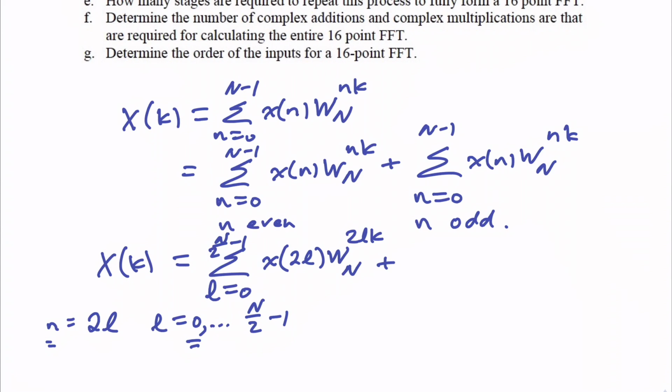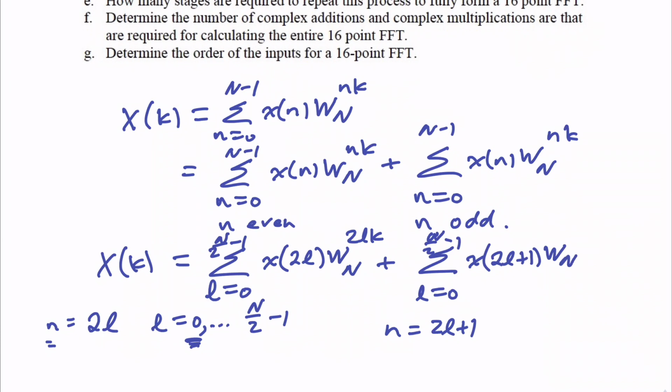Now let's do the same thing with the odds. All right, so in this case, we're going to still sum from l equal 0 to N over 2 minus 1, but this time we're going to do 2l plus 1. So n is 2l plus 1, okay? So again, when l is 0, n would be 2 times 0 plus 1 is 1. When l is 1, this would be 2 plus 1, which is 3. And so if you keep going like that, you see you pick up the odd values. Okay, so this would be W_N, and I replace the n part of nk with 2l plus 1 times k.